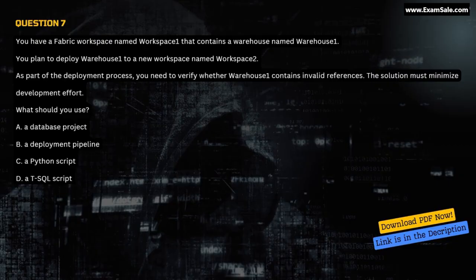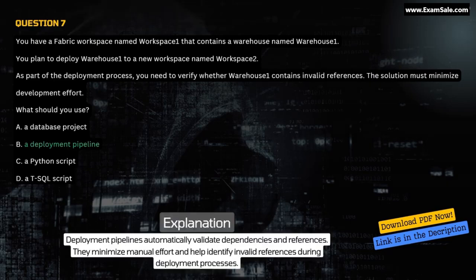D. A T-SQL script. Correct answer B. A deployment pipeline. Explanation. Deployment pipelines automatically validate dependencies and references. They minimize manual effort and help identify invalid references during deployment processes.